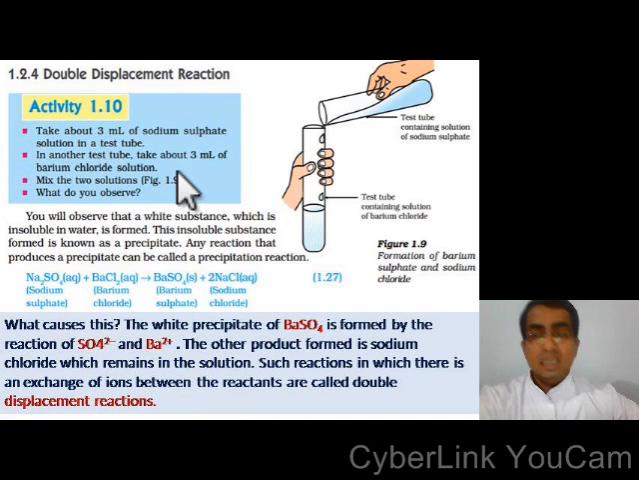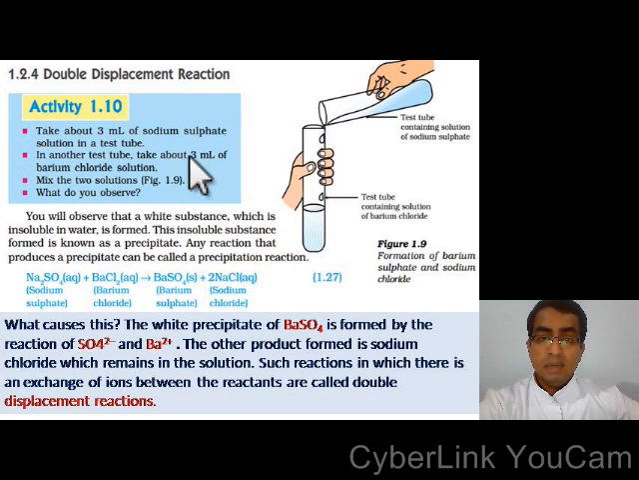Now, let us see double displacement reaction. Take about 3 ml of sodium sulfate solution in a test tube. In another test tube, take about 3 ml of barium chloride solution. Mix both the solutions. You will observe that a white substance which is insoluble in water is formed.